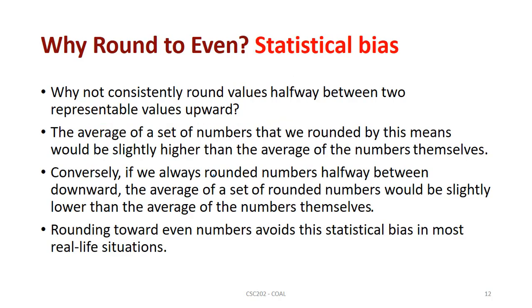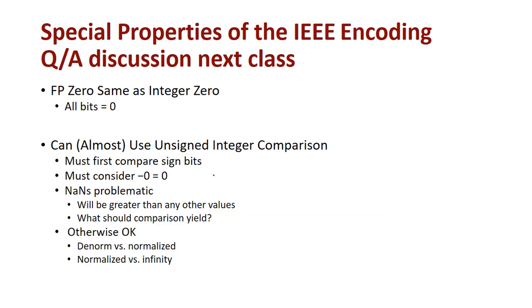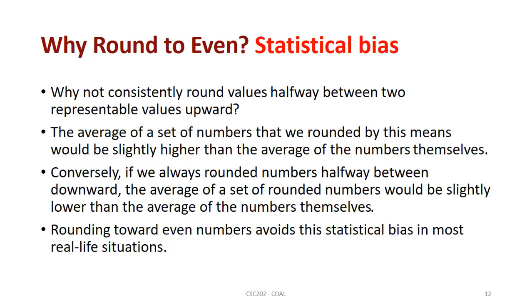Now you may ask, why this technique, why round to even? The answer is statistical bias. Let me discuss what statistical bias is. Why not consistently round values halfway between two representative values upward? Why do you not want to scale up all the time?